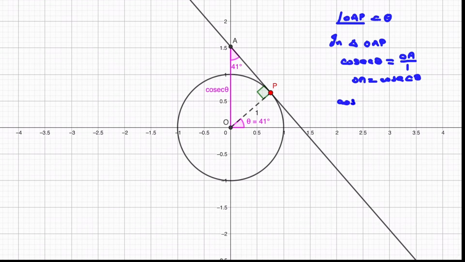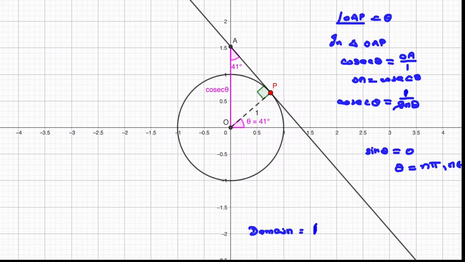And we know that cosecant theta is 1 upon sin theta. Denominator should not become 0. Wherever sin theta becomes 0, cosecant theta is not defined. So, sin theta takes the value 0 at all multiples of pi, where n belongs to Z. Therefore, the domain of the function cosecant theta is R minus n pi.